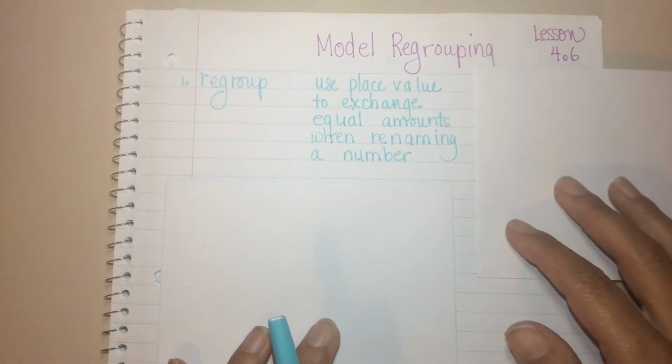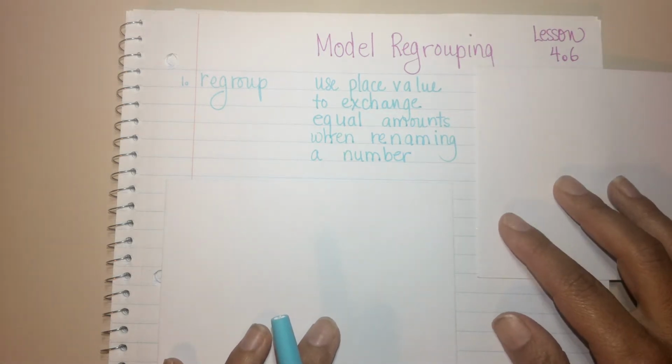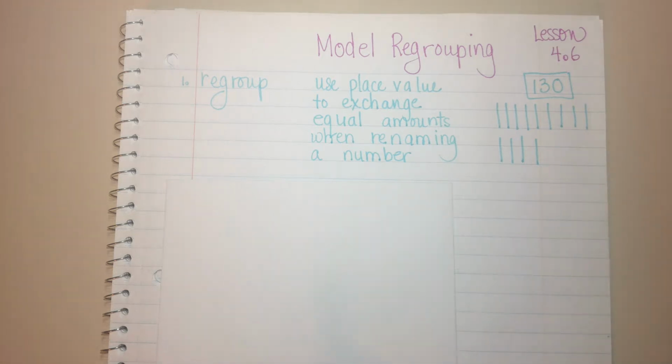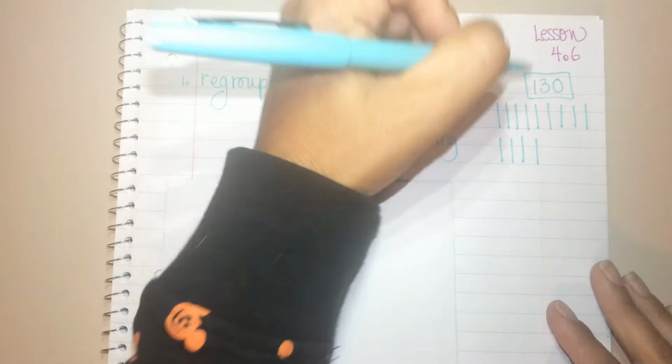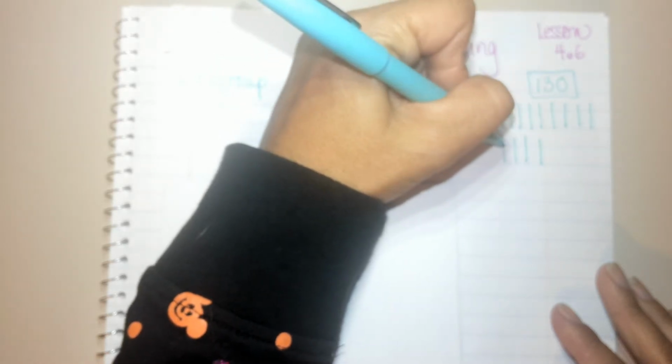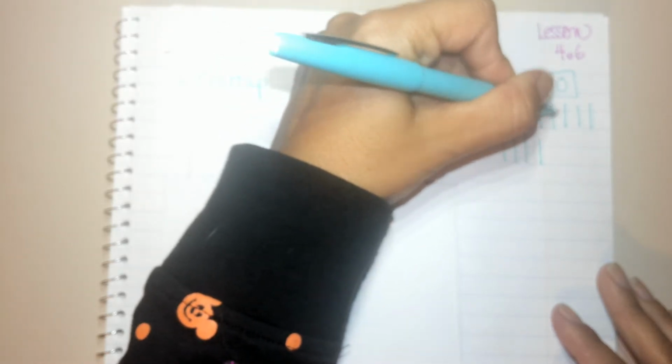All right. In order to understand it, here's an example. We have the number 130. So I want to make a group of 10 tens. 1, 2, 3, 4, 5, 6, 7, 8, 9, 10. So I'm going to circle these. And as you know, that makes 100.